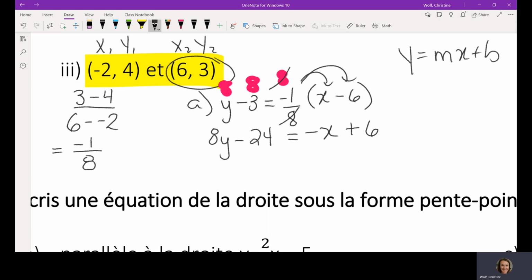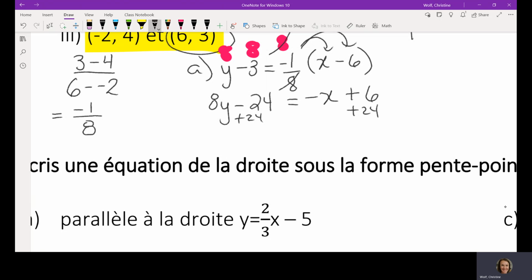All I do now is get y all by itself on the left-hand side. So pour faire ceci, j'vais additionner 24 à chaque côté. So, j'ai 8y, ceci annule, égale négatif x plus 30, right? Parce que 6 et 24 viennent ensemble sur le côté droit. Maintenant, est-ce que y est isolé? Non. J'ai besoin de diviser par 8 et je divise chaque terme par 8 to be fair.